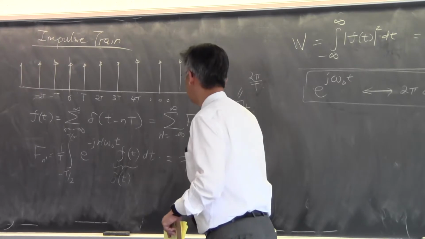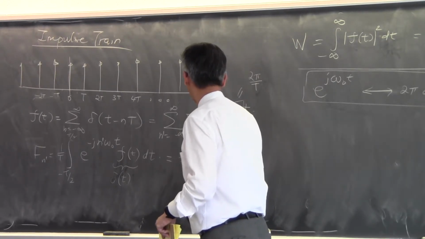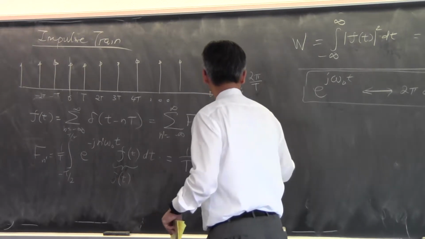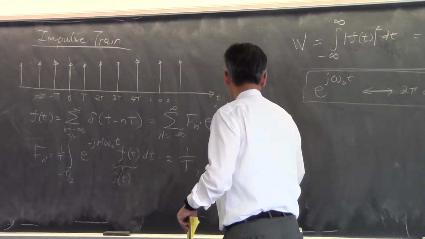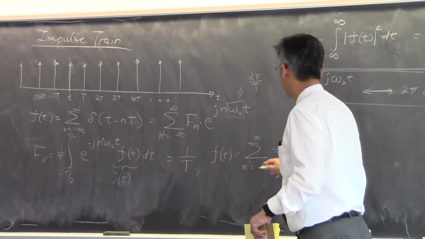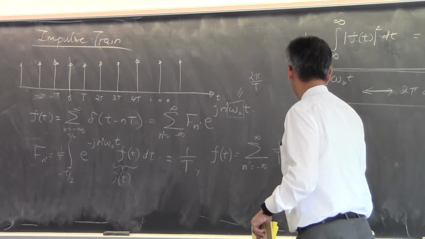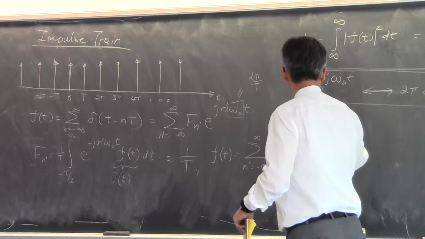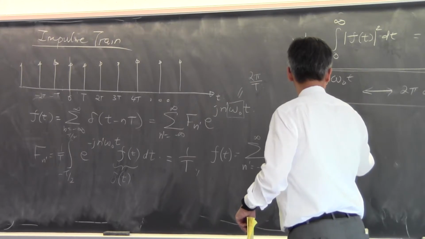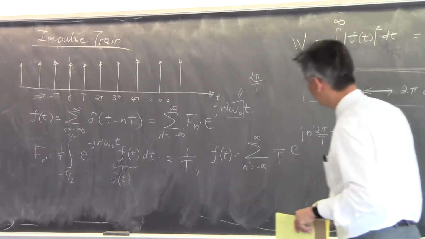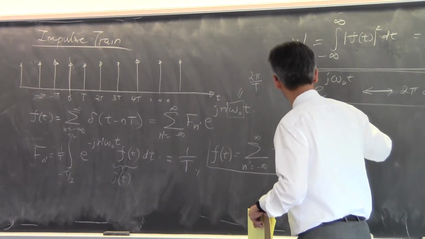So if I plug this back in now, this impulse train f of t is equal to the sum over n prime from minus infinity to infinity of 1 over T, because F of n prime is always the same, times e to the j n prime omega naught t, where omega naught is 2 pi over T. So this is the Fourier series expansion of this impulse train.